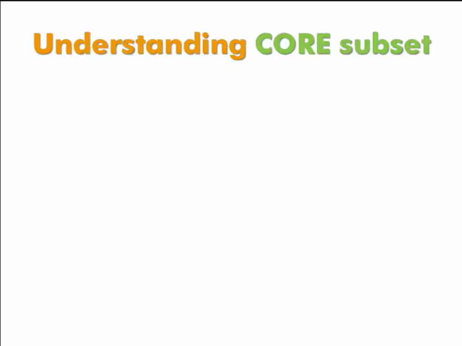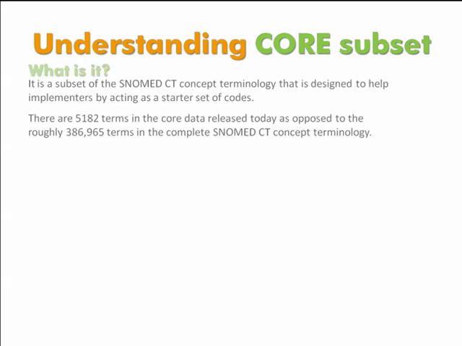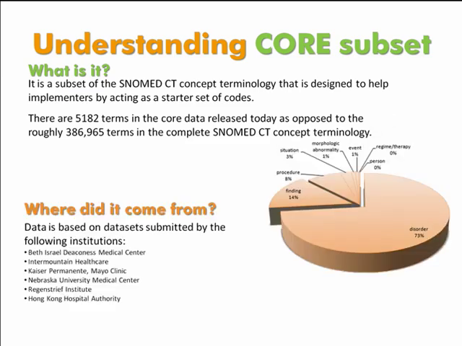Okay? We did a very quick run through on SNOMED CT Essentials. What is the core subset? The core subset is a subset of SNOMED CT because SNOMED CT is huge. There's a lot of stuff in there. So what the good folks at NLM are doing, working with some institutions, is they have put together just a smaller set of terms out of the big superset of SNOMED CT concepts that people can start out with. There are about 5,182 terms in the starter set. It came from Beth Israel Deaconess Medical Center, Intermountain Healthcare, Kaiser Permanente, Mayo Clinic, Nebraska University Medical Center, Regenstrief Institute, and the Hong Kong Hospital Authority.